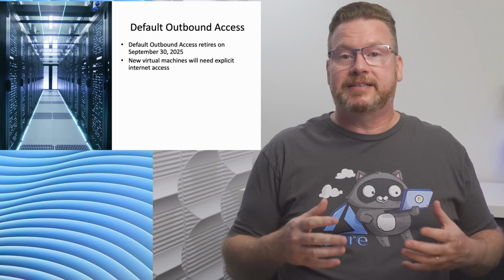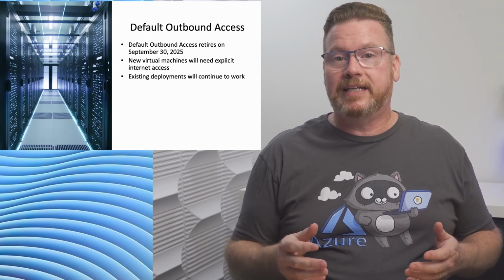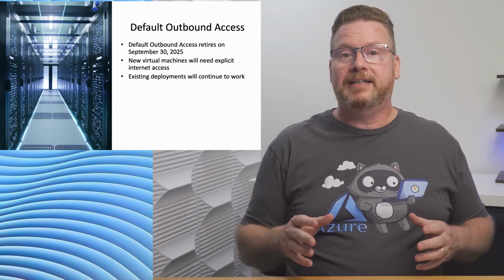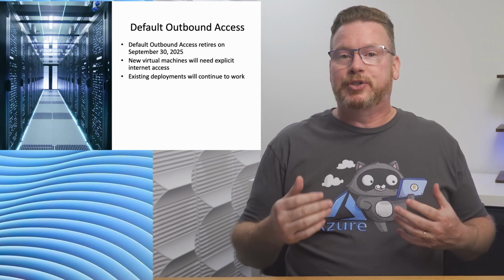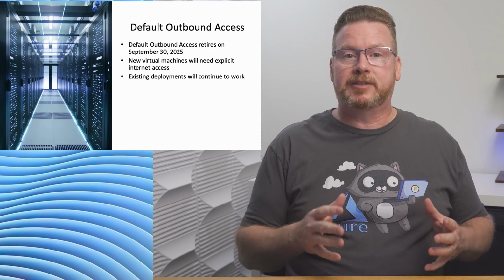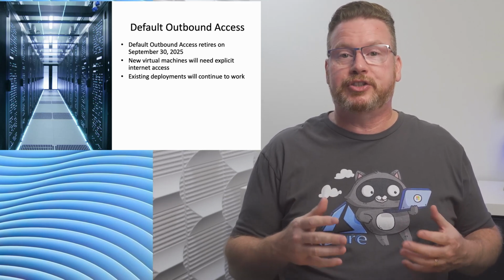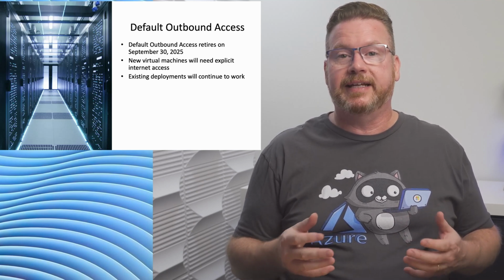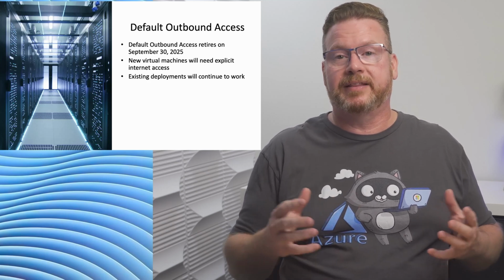Well, the good news is that any existing deployments will continue to work. Microsoft is not taking away default outbound access for virtual machines created before that date. But default outbound access won't work for computers created after that date. So if you're deploying a virtual machine after that date, that virtual machine will need explicit internet connectivity enabled. Likewise, if you deploy virtual machines to existing subnets, those subnets will need explicit connectivity to the internet. And any existing computers on that subnet will use the explicit method as well.